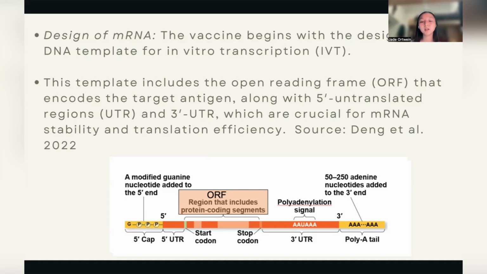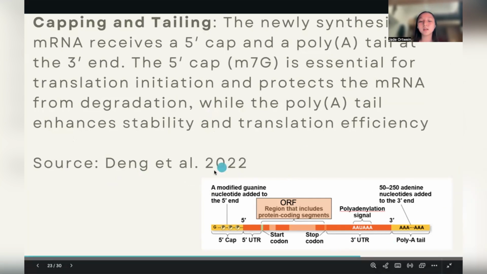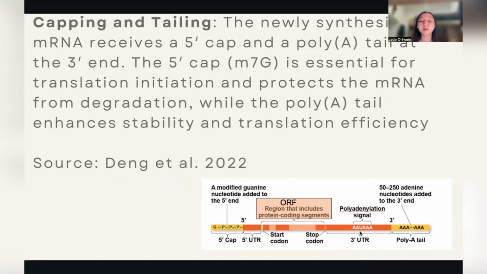efficiency. So basically, the translation process for mRNA is very crucial. So basically, this is how the translation process goes. Capping. So then the newly synthesized mRNA receives a 5' cap and a poly A tail at the 3' end. See the diagram here. And then it is translated.